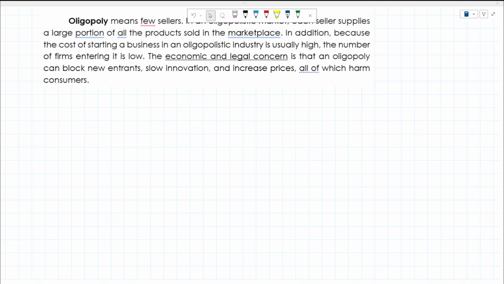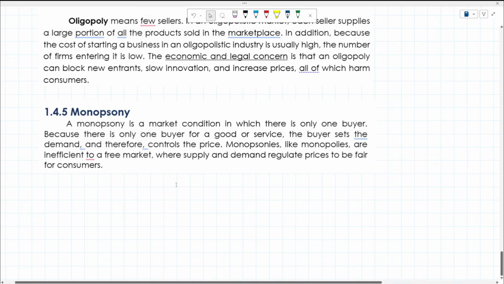Punta naman tayo doon sa kabaliktaran ng monopoly. Kabaliktaran yan ay yung tinatawag na monopsony. Pag monopoly, seller. Pag monopsony, buyer. Pag poly, seller. Okay? Monopoly, isang seller. Monopsony, isang buyer. Okay? A monopsony is a market condition in which there's only one buyer.